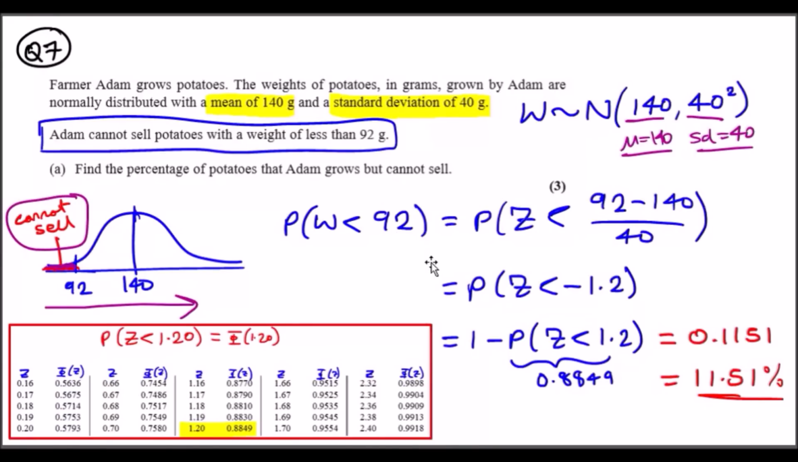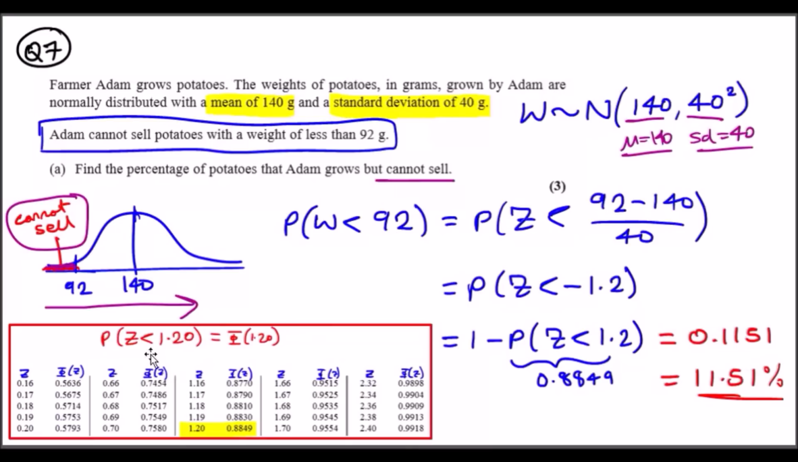Okay, so let's see question A. Find the percentage of potatoes that Adam grows but cannot sell. Indirectly, this is the probability of a weight less than 92. So we write down, find the probability of W less than 92. Now the next step, you just have to be comfortable with normal distribution. We always have to convert the random variable to the standard normal Z, which is the value minus the mean, which is 140, over the standard deviation. Then you just put this in a calculator, and you get minus 1.2.